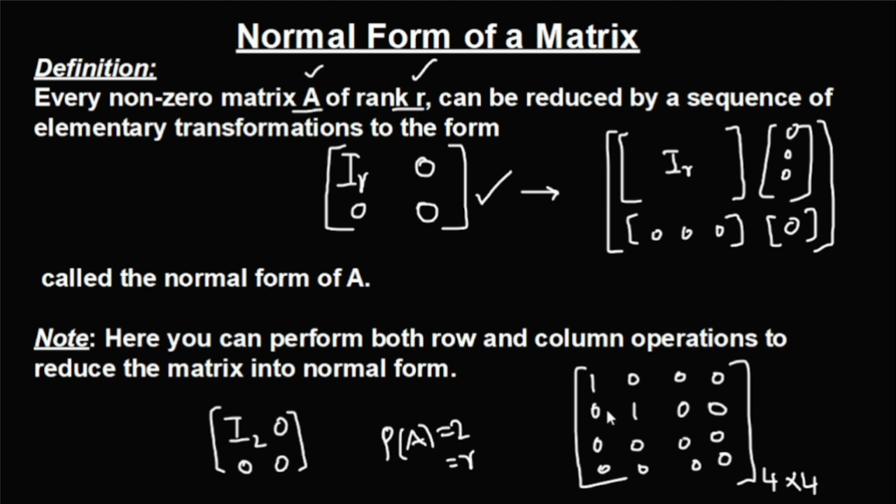Because the rank is 2, you will get an identity matrix of order 2 at the top left corner, and you have a 2 by 2 zero matrix, another 2 by 2 zero matrix, another 2 by 2 zero matrix. This is how it will be reduced. So the concept is, in the top left corner you will get an identity matrix and all remaining values will be 0. The important point in reducing a matrix into normal form is you can use both row and column operations.